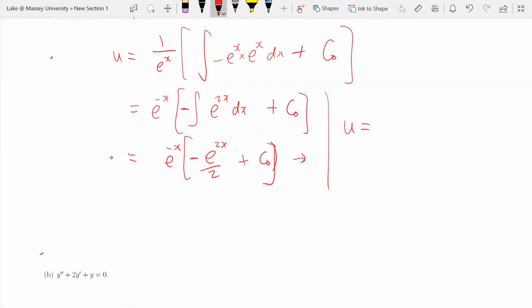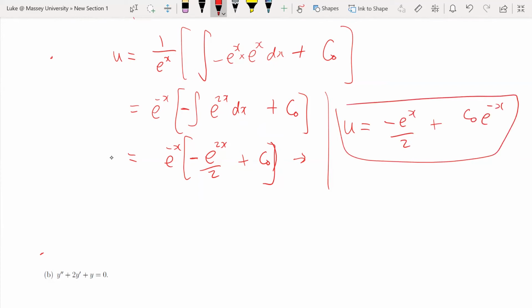u is equal to, well, e to the minus x times e to the 2x is just going to be e to the x. So I get negative e to the x over 2 plus c naught e to the negative x. Okay, so that's the solution in terms of u. In terms of y, recall y is equal to 1 over u. So y is equal to 1 divided by negative e to the x over 2 plus c naught e to the negative x.